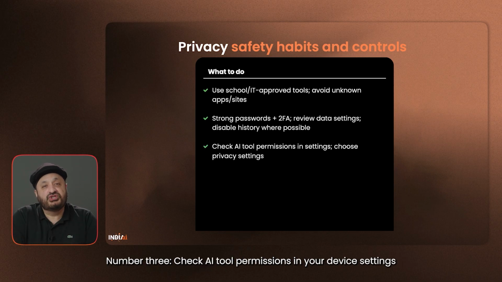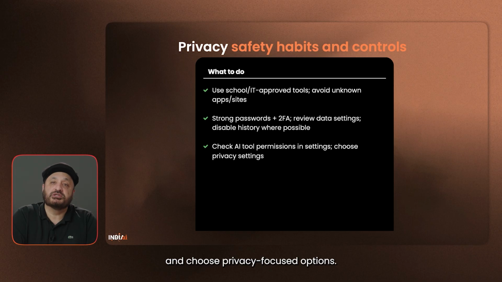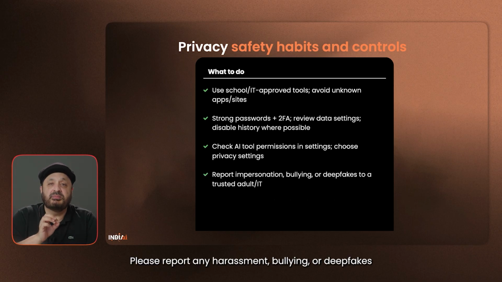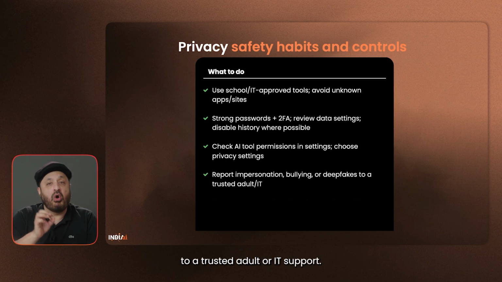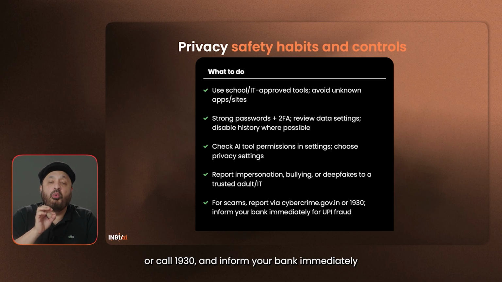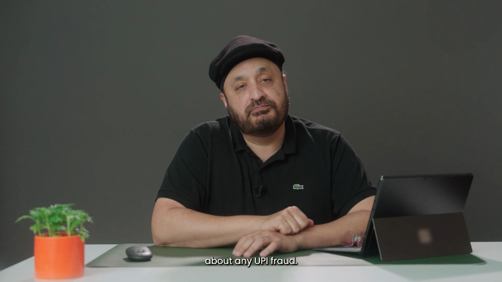Number 3. Check AI tool permissions in your device settings and choose privacy focused options. Number 4. Please report any harassment, bullying, or deepfakes to a trusted adult or IT support. For scams or fraud, report them through cybercrime.gov.in or call 1930 and inform your bank immediately about UPI fraud.